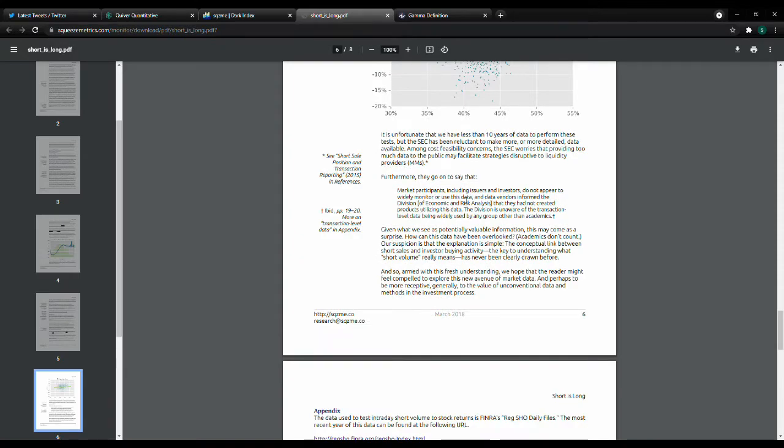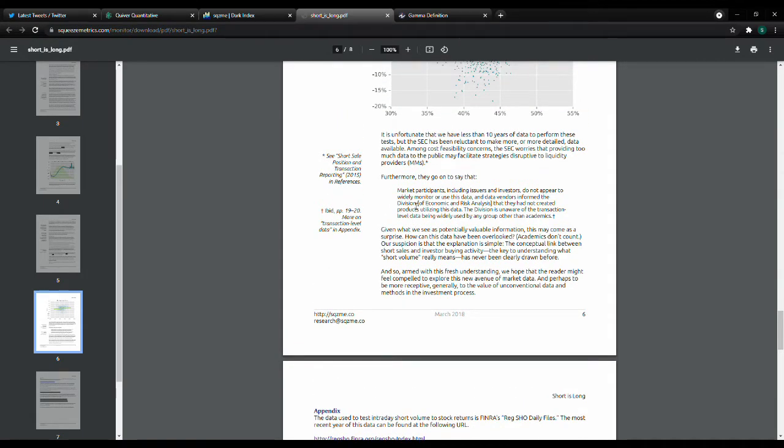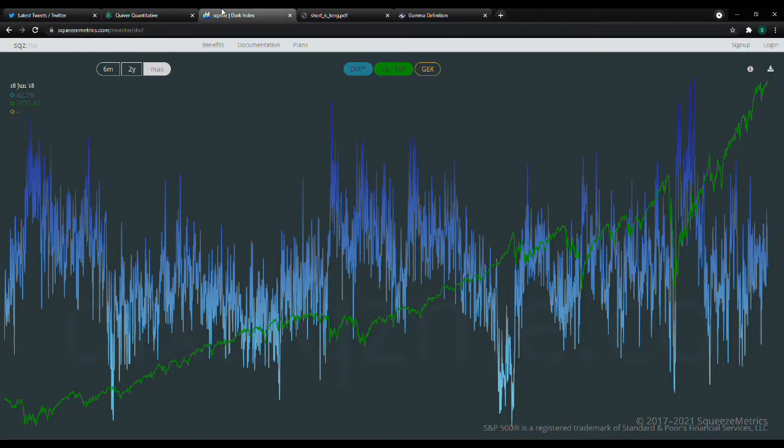We get a scatter plot, and the data is only 10 years old, so the fundamental nature of this tool can change, it can shift. This might be useful now, but let's say new regulations are enacted, dark pool regulations are enacted. That might change the nature of this tool.